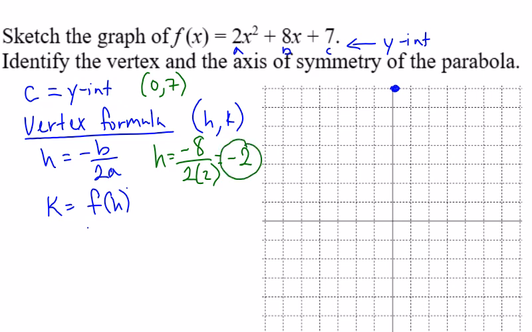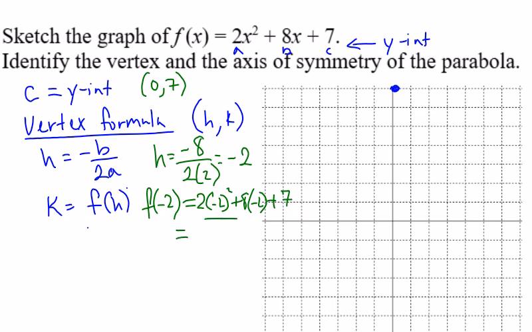So once we know this value, now we plug that in as our input, right? So now we're going to find f of negative 2, okay? And so we're going to plug negative 2 in for x there, right? So it's going to be 2 times negative 2 squared plus 8 times negative 2 plus 7, right? So I'm just putting negative 2 in for all those places we have an x, right? Okay. And just to clear up, this is a plus sign here.